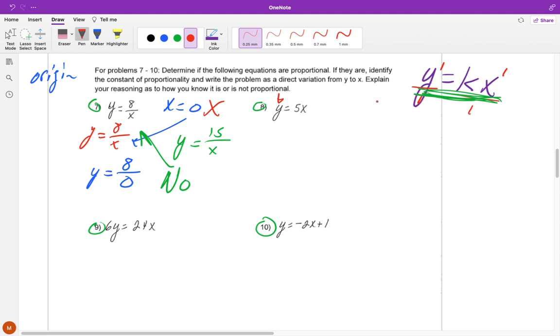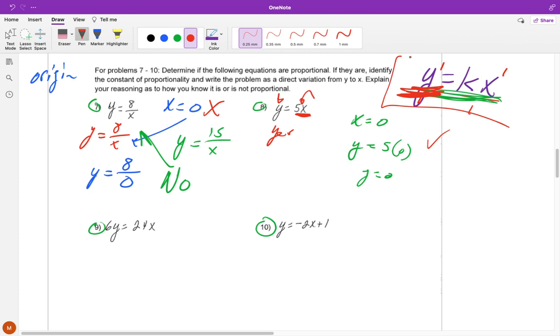Here, it's set equal to y. That's what we want with our problem. And it's 5x, so it's just a number times x. So if I say x is equal to 0, well, y is then equal to 5 times 0. So y is also 0. So that tells me it goes through the origin. And every single value I plug in for x will always get multiplied by 5. Therefore, it is growing at the same rate. So this one is yes. It is written in direct variation form of y equals kx. So that's all you kind of have to say, but you can go through and say it's growing at the same rate and it passes through the origin.